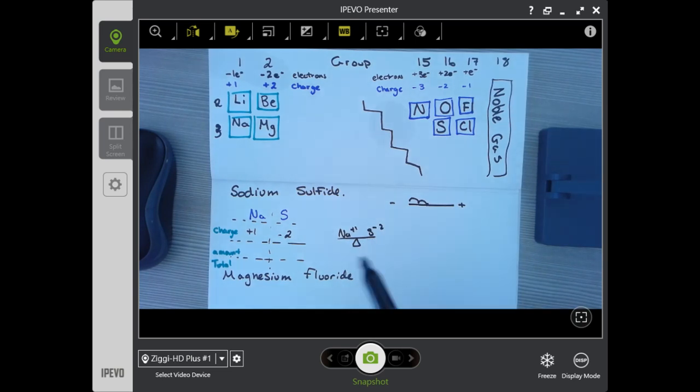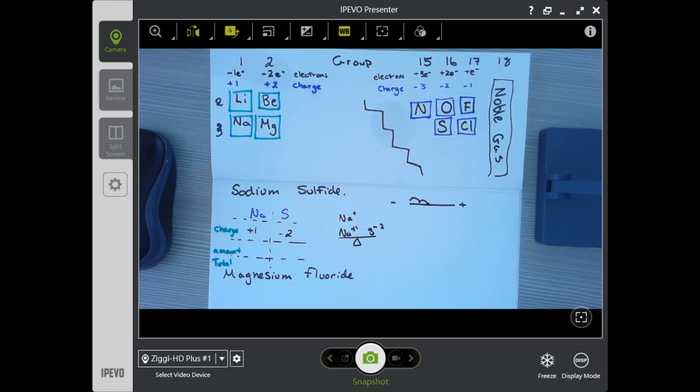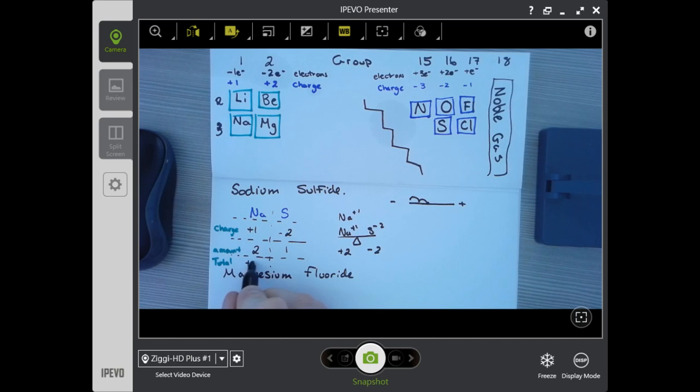+1, -2. What we're going to need to do is we need another sodium. Okay. So now in total, we have +2 over here. We have -2 over here. We're balanced. Okay. We can try to think the same way here, right? We need 2 of these and 1 sulfur, to make the total +2, -2. Now we'll notice that we are nicely balanced. Okay? And that's the goal. Our goal is to get these two to balance.